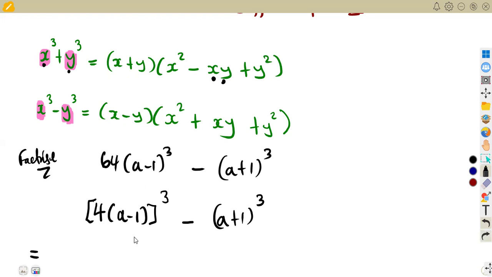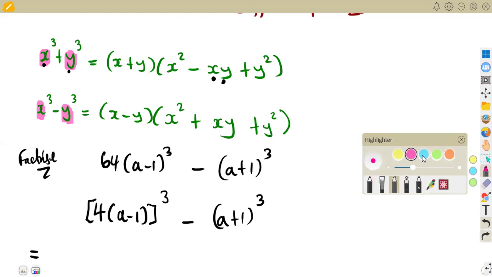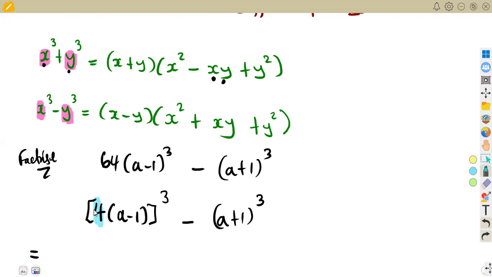What is our first? This is our first, the first bracket. So you have to properly locate your first, which is the bracket of what? 4 into a minus 1. The whole of this part represents your first term, which is your x, this x here. This here represents our last term, which is what? The part of y that we are given there.